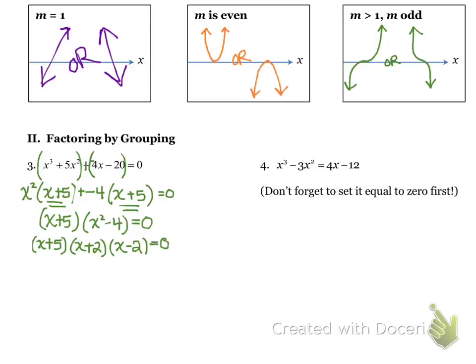So the zero product property tells us that we have x values at negative 5, negative 2, and at positive 2. And they all actually have a multiplicity of 1.